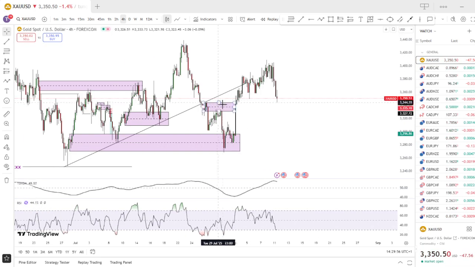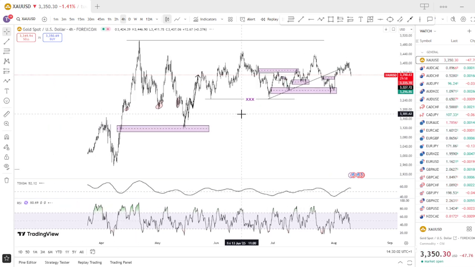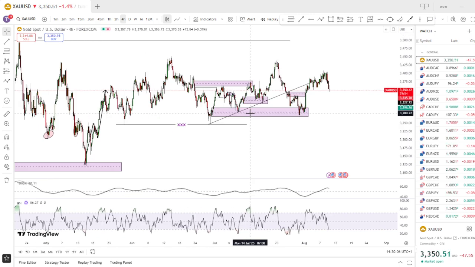So let's start from gold. Gold has basically been one of our very interesting commodities of recent, and let's look at it together and see what exactly we might be expecting from gold this week. Now let me start from here.